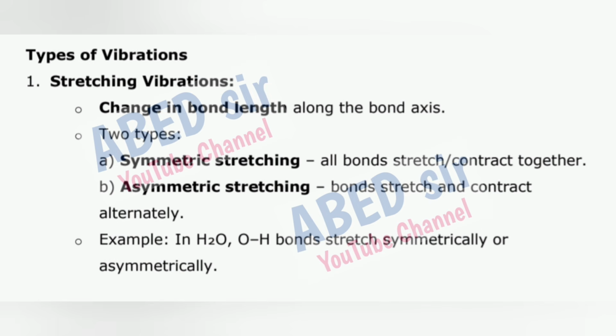Types of vibrations. 1. Stretching vibrations. Change in bond length along the bond axis. 2 types. A.